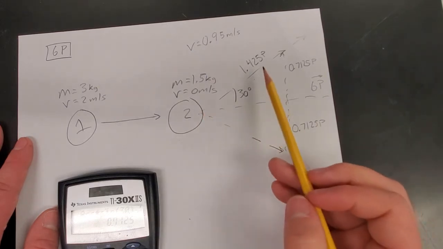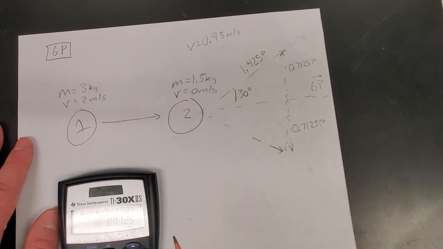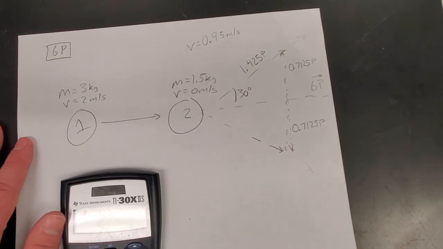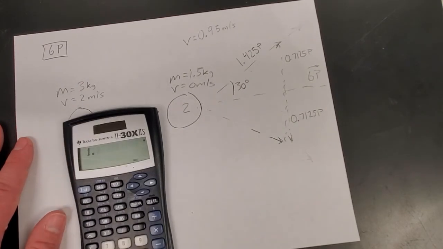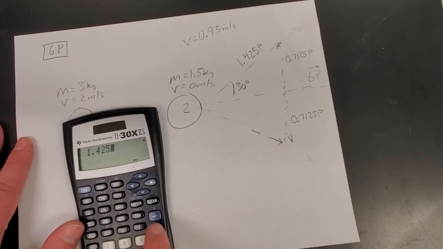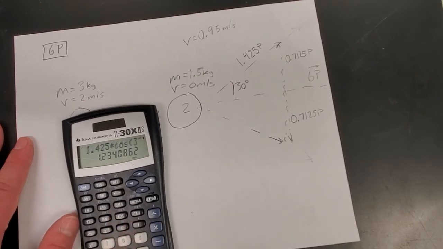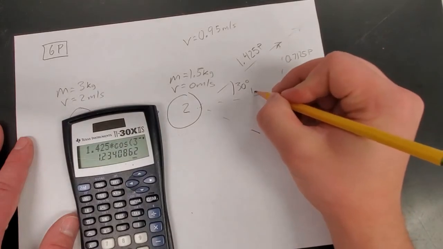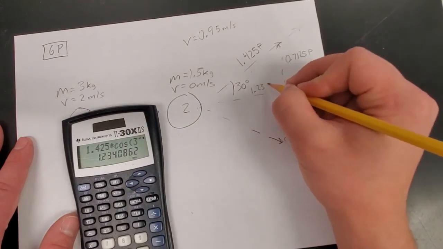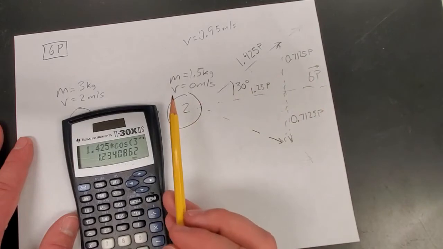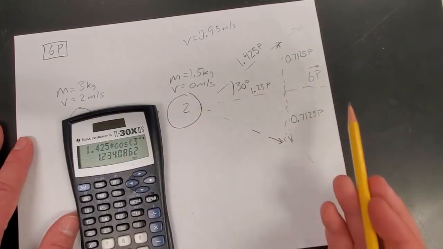So how much of that 6p comes from ball 2? Well, we just do that by doing 1.425 times cosine of 30. So let's type that in, 1.425 times cosine of 30 equals, so 1.23p of this 6p is coming from ball 2.